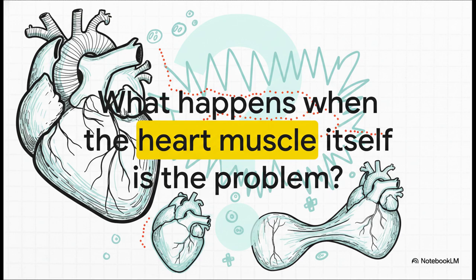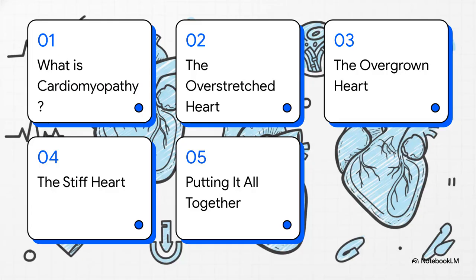So that's really the big question we're tackling here. We're going to explore this group of diseases called cardiomyopathy, where the heart muscle, the myocardium as it's known, is the real source of the trouble. So here's our game plan. We'll kick things off with a simple definition. Then we'll get into the three main types using some pretty helpful analogies: the overstretched heart, the overgrown heart, and the stiff heart. And then we'll wrap it all up with a side-by-side comparison to make sure it all clicks.